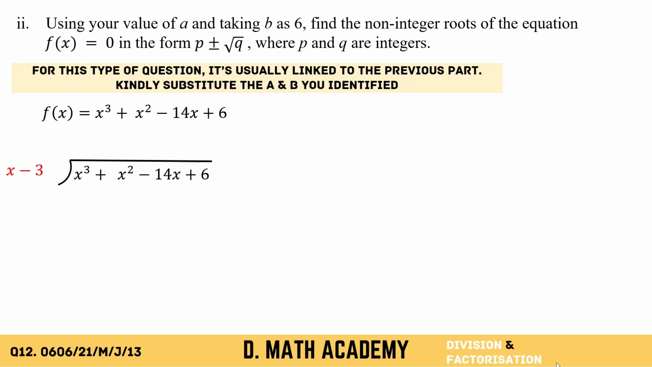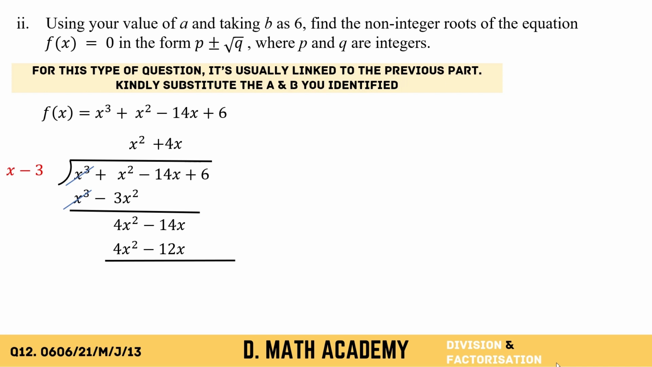Okay, so x squared times x minus 3, you get x cubed minus 3x squared. Then to get rid of the balance of 4x squared minus 14x, I multiply a 4x into x minus 3. Then I get 4x squared minus 12x. And the balance of it will be negative 2x plus 6. Multiply another negative 2 into it. Then you will cancel it completely because it is a factor.